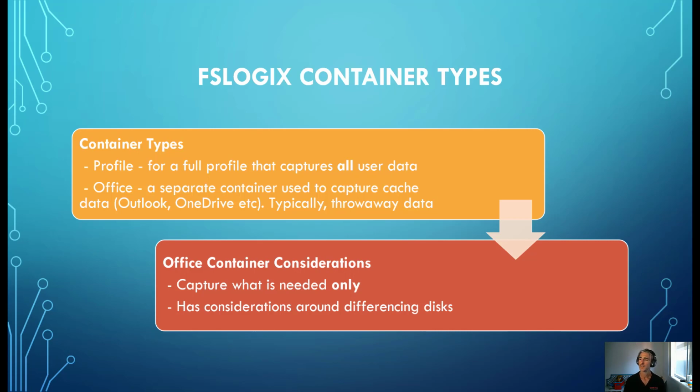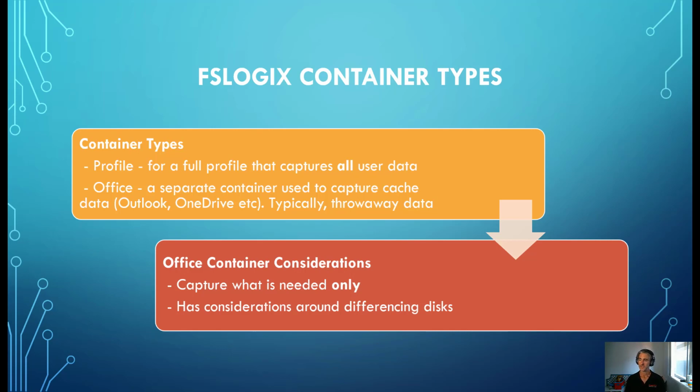We also want to try and let the profile interact as a profile as much as it can natively, right? So when we introduce Office containers with profile containers, we have considerations around the redirects, effectively the double redirects. So there's still a time and place for it, but most of the time we lead with a full profile container these days. Office container does have some considerations around differencing disks, which we'll go into in a little bit.